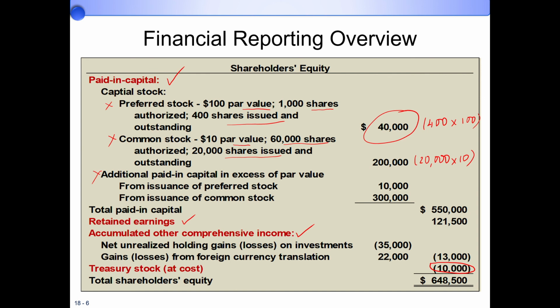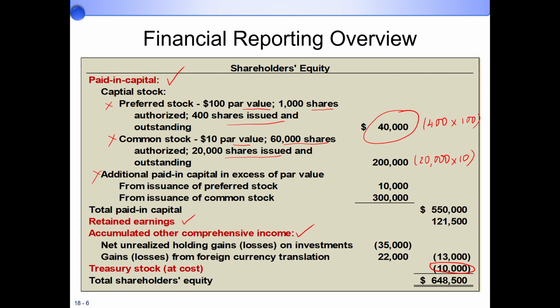So totally now here you have total paid-in capital; you add those four numbers. Then we have retained earnings, and then we have accumulated other comprehensive income. In this case, we only have two other comprehensive income items, so you can see those two only. This is the shareholders' equity section of a partial balance sheet.